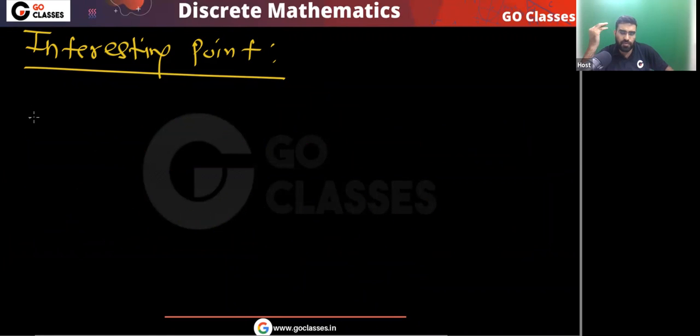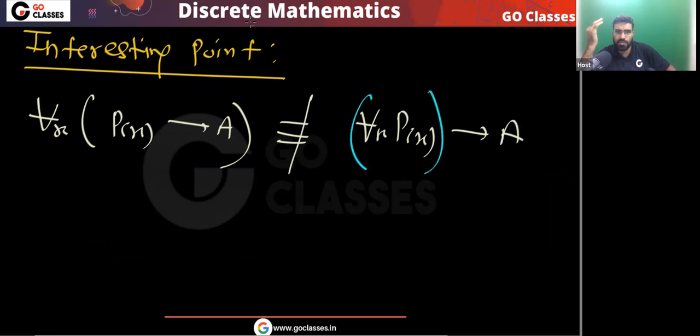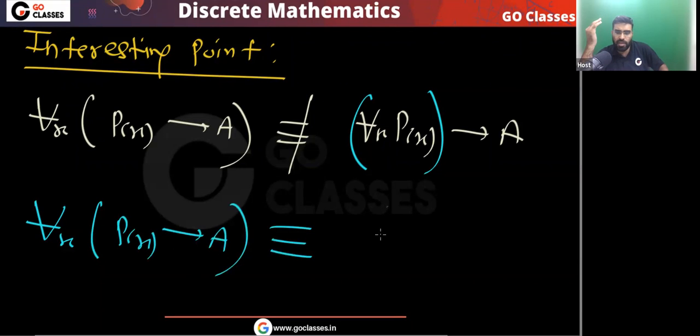Here you can notice that for all x, if I say px implies a, this is not equivalent to for all x px implies a. This we have seen, correct? Correct. This we have seen. But actually this for all x px implies a is equivalent to there exists x px implies a.